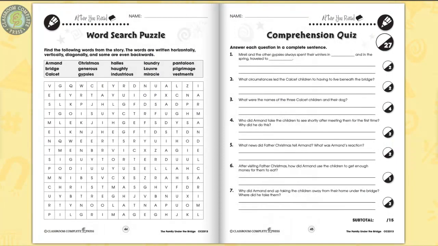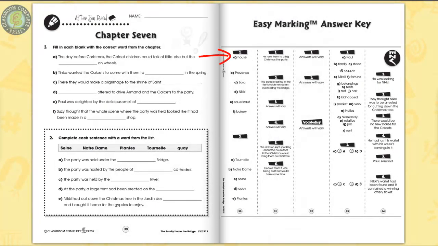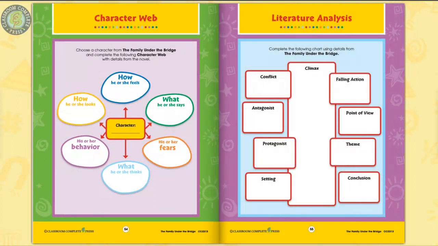A word search puzzle and comprehension quiz ends the unit. The easy marking answer key works by lining up perfectly with the matching question pages. 3 color posters, which are graphic organizers, complete the resource. Complete an analysis of the novel, detailing the conflict, setting, point of view, and theme, among others.